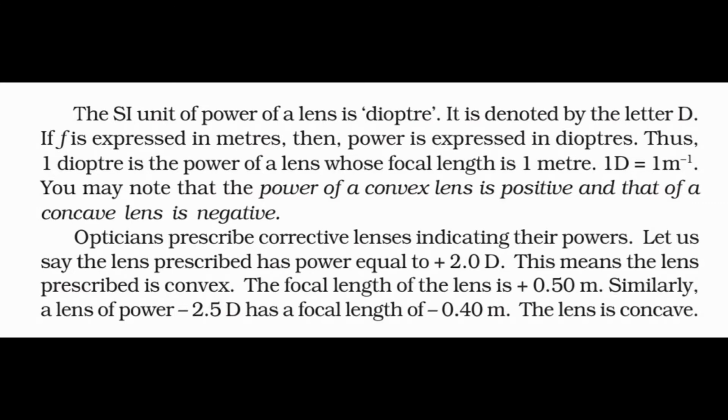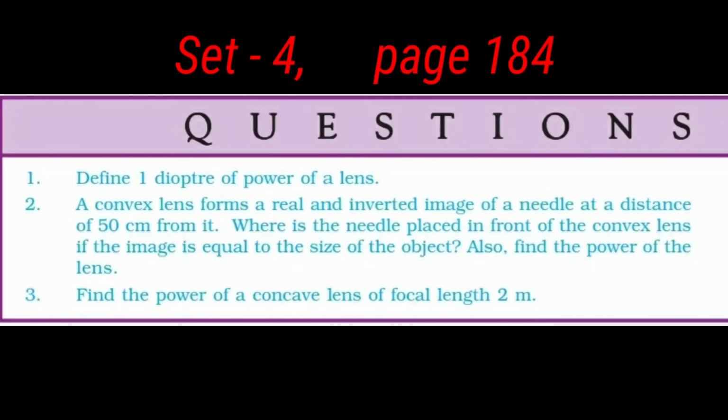When a number of lenses are placed in contact with one another, then the power of the combination of the lenses is equal to the algebraic sum of the powers of individual lenses, that is, P equals P1 plus P2 plus Pn. P1 and P2 mean power of lens 1 and 2.